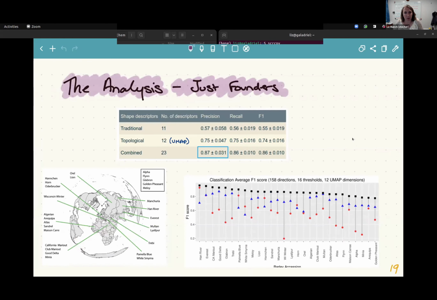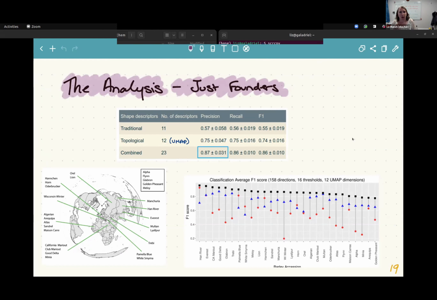So the results were lovely. The first thing that we did was we focused on just the original founders. So just take the original strains that were found in all these different locations and try to see if we can match something to do with the shape with the strain that this came from.